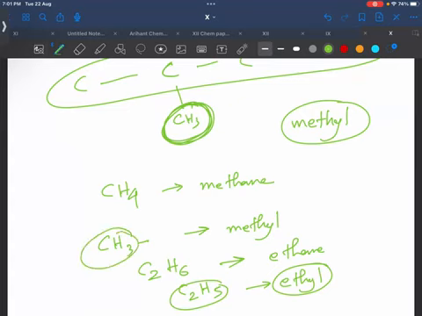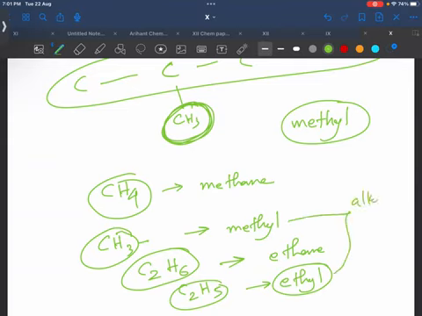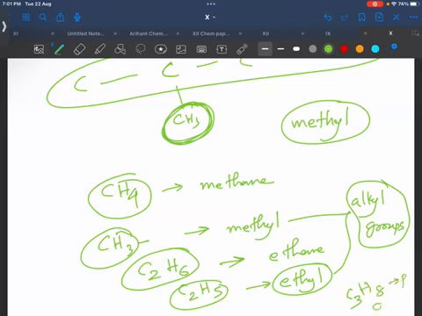Look, CH3 is a substituent, CH4 is a compound. Understand the difference between the two. C2H6 is a compound. These are known as alkyl groups. Alkyl groups: CH3, C2H5, C3H7. C3H8 is propane, and C3H7 will be propyl. Okay?